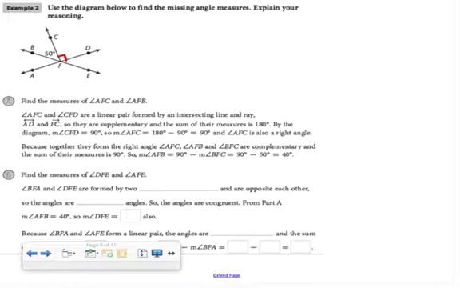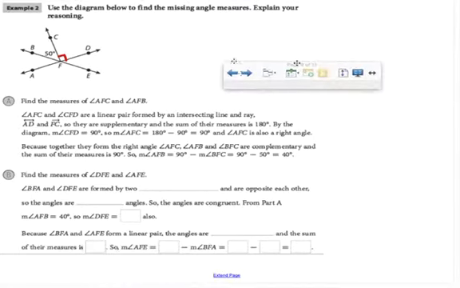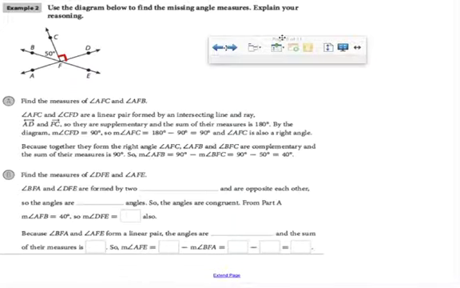Since I know AFC is 90 degrees, I know from the definition of complementary that AFB plus BFC will add up to 90 degrees. So 90 minus 50 is 40. So that's why the measure of angle AFB is 40. Part B, we're asked for the measures of angles DFE and AFE.